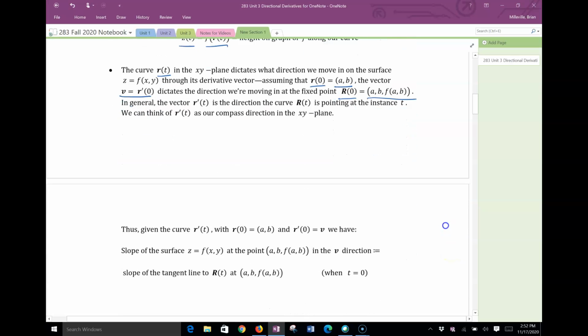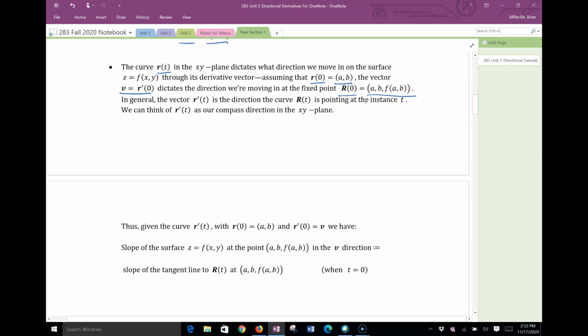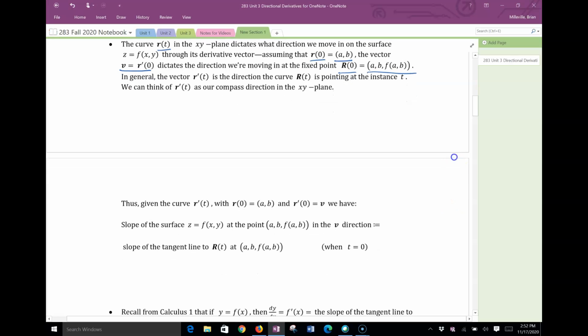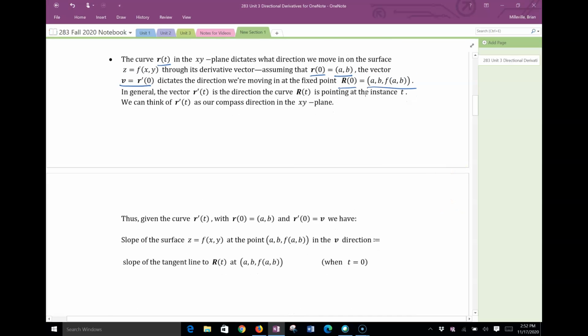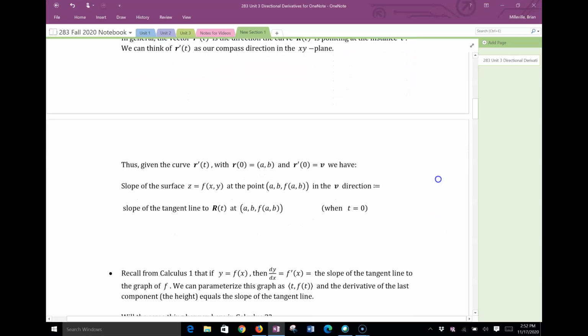Okay, continuing on. Given the curve r of t with its derivative, and knowing that r of 0 is equal to (a, b) and its derivative at 0 is v, we're going to define the slope of the surface at the point we're questioning to be the slope of that tangent line. Okay, so how do we compute that? That's what we want to know.